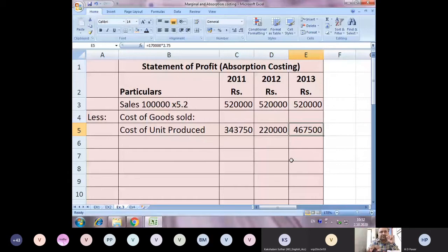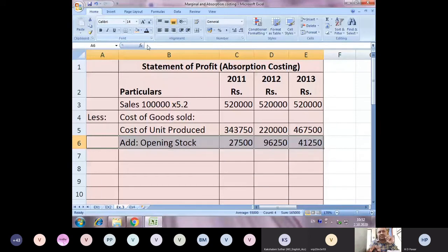Okay. Now add the opening stock. How is this opening stock calculated? Opening stock is again at 2.75. Okay. And the number of units for opening stock and closing stock is not directly available. So let's go for one calculation here. You can see this.